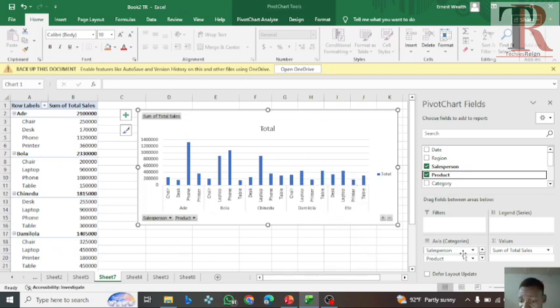As you can see, with this you can play around with the pivot chart, create graphical representation, and explain data easier and visually to clients and users. And that is all for this video.